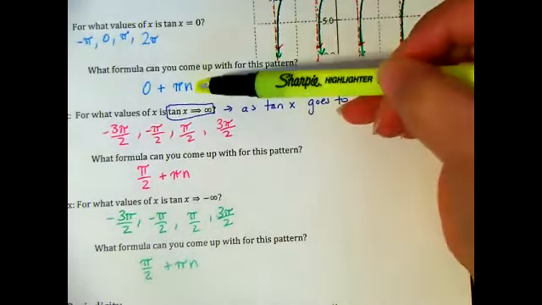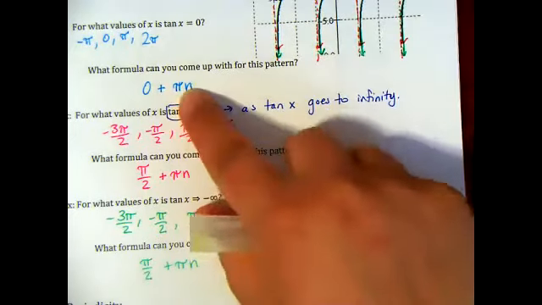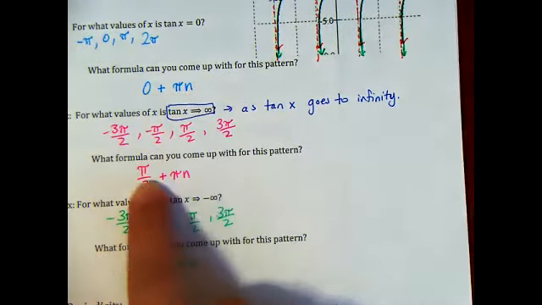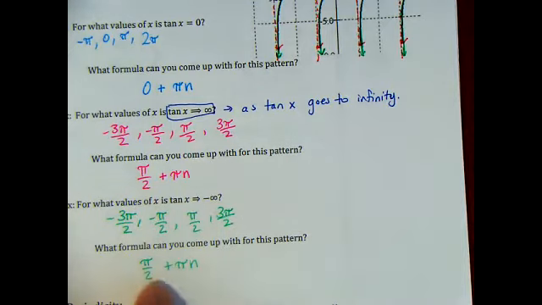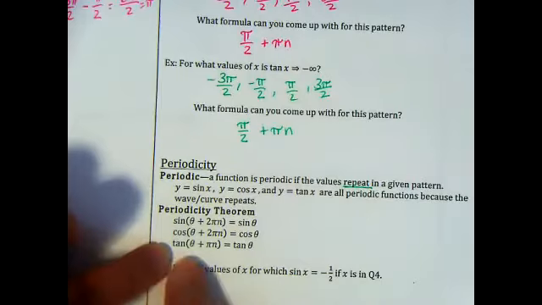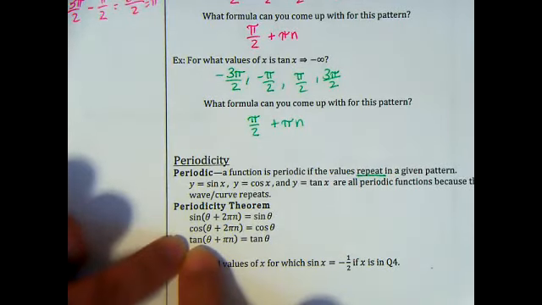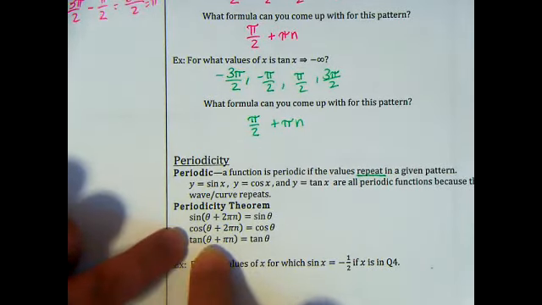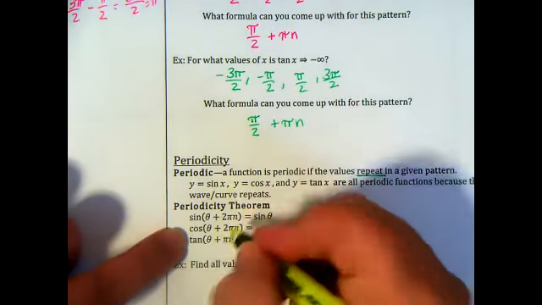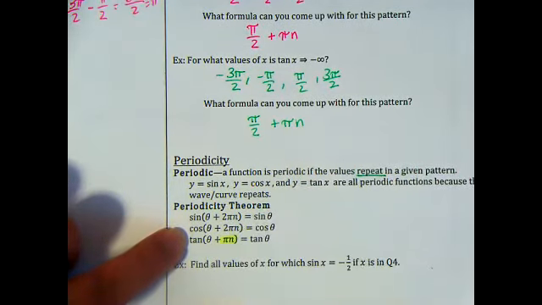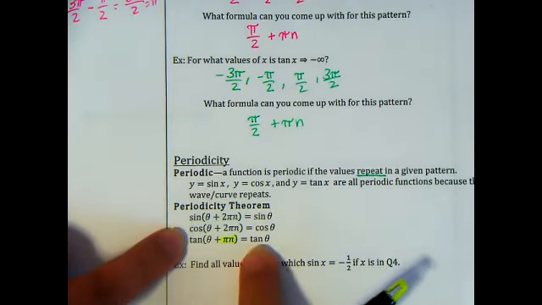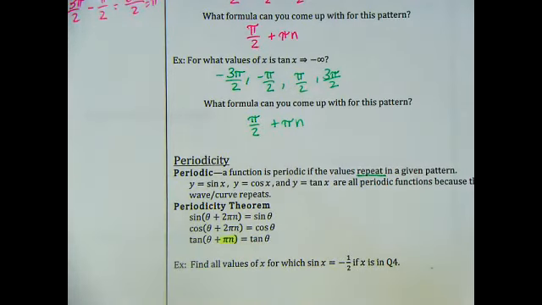So notice each one of these, right? Our values are repeating: 0 plus pi n, pi over 2 plus pi n, pi over 2 plus pi n. So for the tangent function, our periodic theorem tells us that if I have tangent of theta plus pi n, then that is equivalent to just tangent of theta. If I have tangent of theta plus pi n, that's just equivalent to tangent of theta.